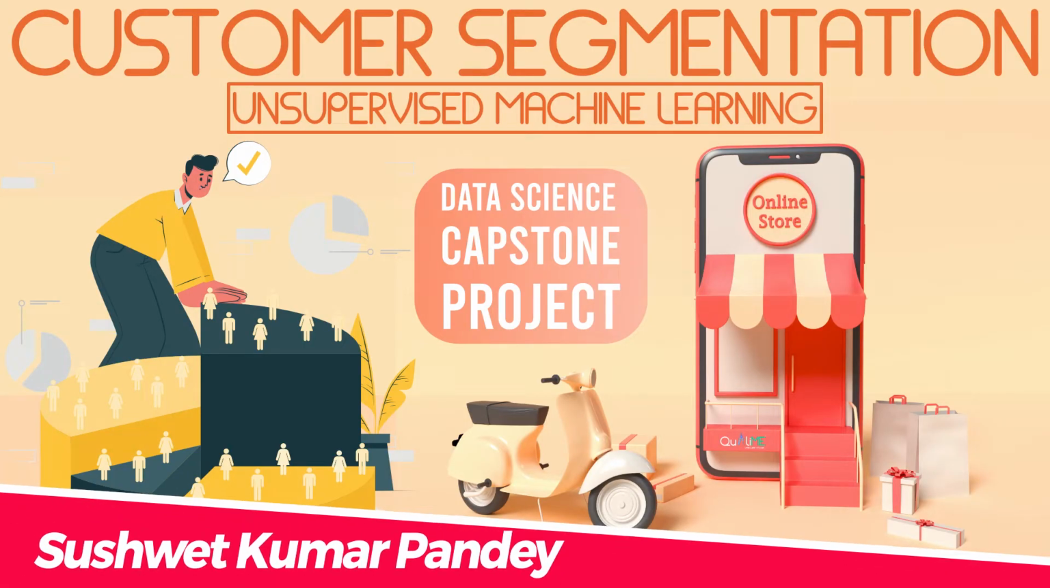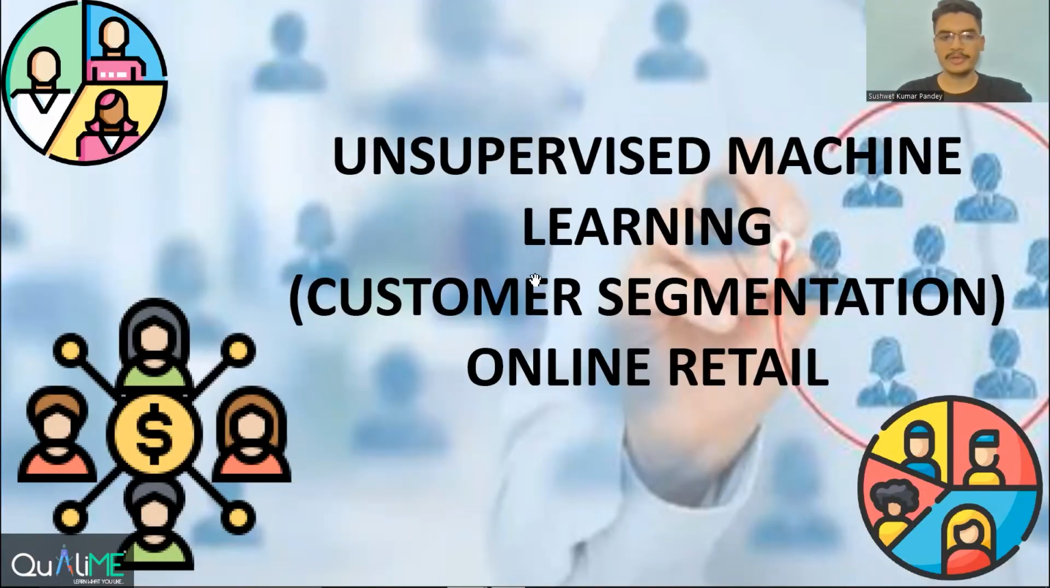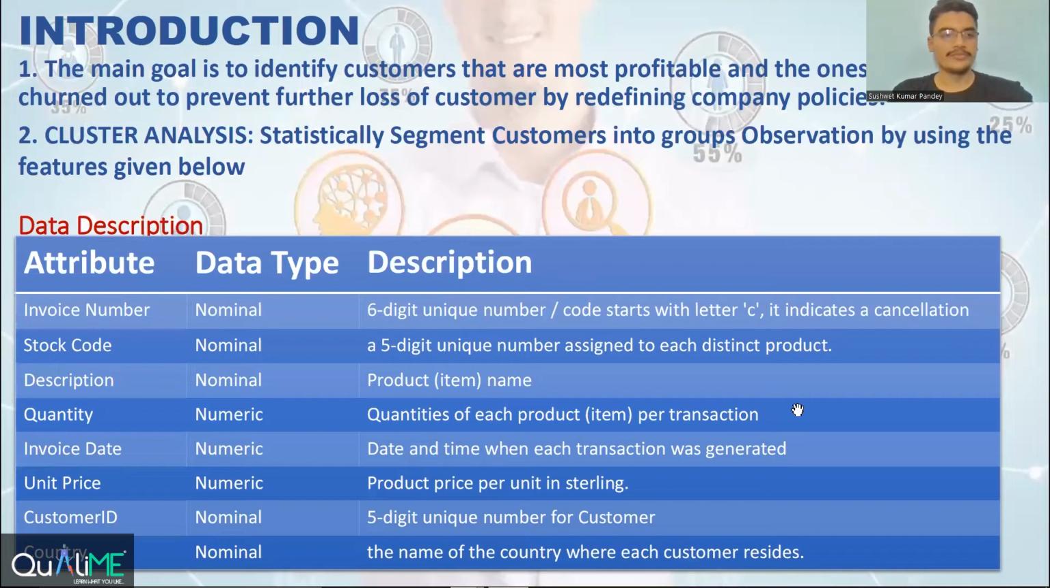Today's presentation is on the unsupervised machine learning Capstone project, online retail customer segmentation. So the goal is to separate the customers into different groups on the basis of similar behavior, attribute or interest. This will benefit the business in creating some tailored marketing strategy to target different groups of customers differently.